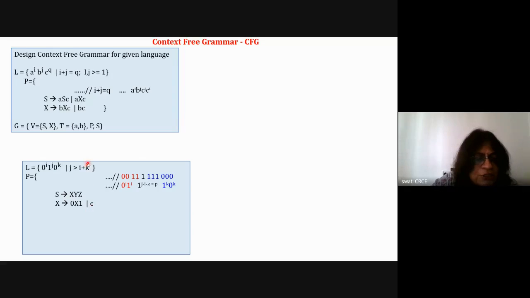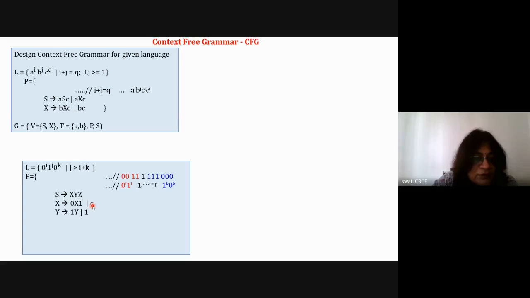Okay, nothing is mentioned whether greater than 0 or greater than 1. So we can assume that it is anything, means it can be 0 also. So if it is 0, then it is epsilon. So for 0, the 1 is generated. To stop the recursion, x will be equal to epsilon.